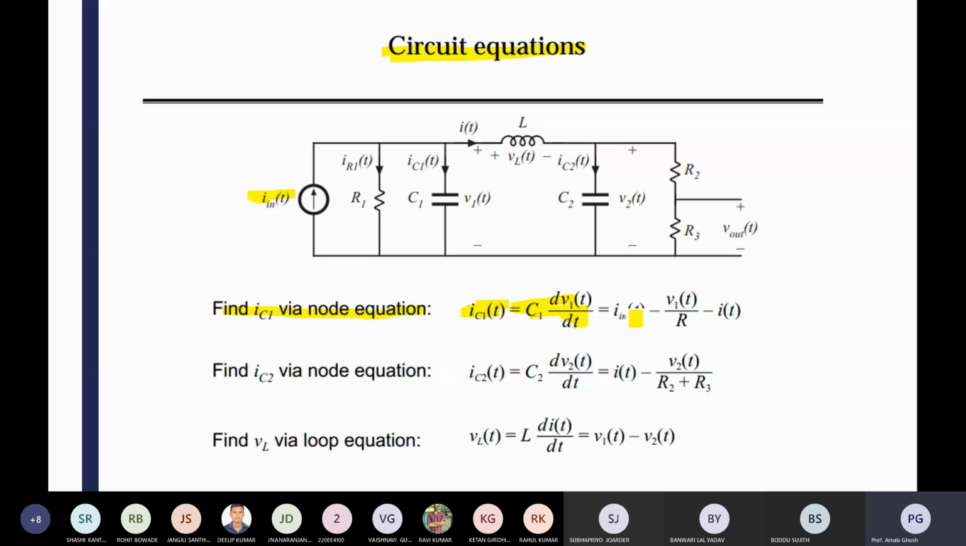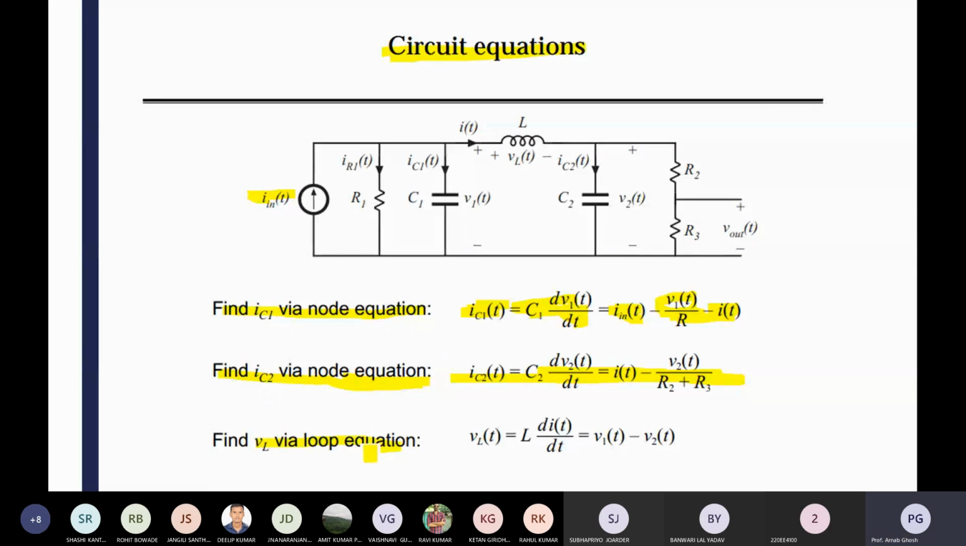dV1/dt equal to I(t) minus V1 by R minus I_L(t). Okay, so simple thing, KVL we are using over here. So V1 you can calculate, no problem. In the second one, IC2, the same formulas you can apply over here and you will get those equations.